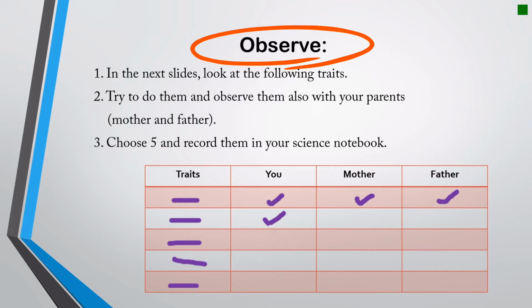I'd like you to choose 5 and record them in your science notebook. So you're going to list here the traits that you're going to observe. Choose only 5, and then afterwards you tick whether you can do these traits or not. And if your mother and father could also do these traits, you also tick. But if not, you just leave it blank or just put an X.